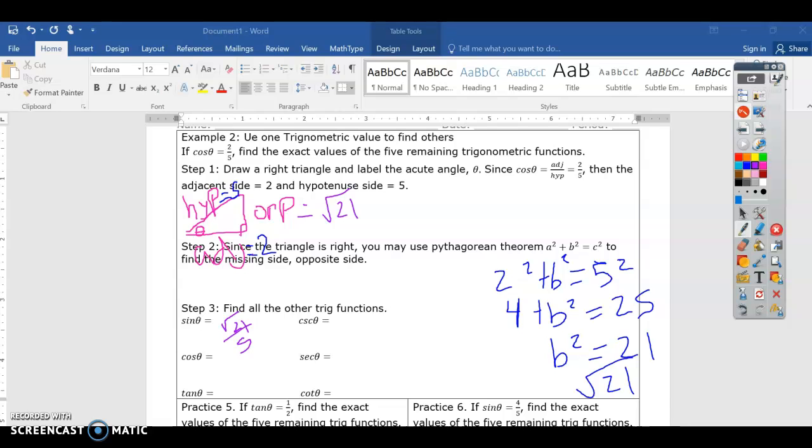We already know that cosine is 2 over 5. And we know that tangent is opposite over adjacent, so that's square root of 21 over 2. Now I'm going to do the reciprocals. Cosecant is the reciprocal of sine, so that's 5 over square root of 21. We can't leave the square root at the bottom, so I'm going to multiply the top and the bottom by the square root of 21. So that's 5 square root of 21 over 21.